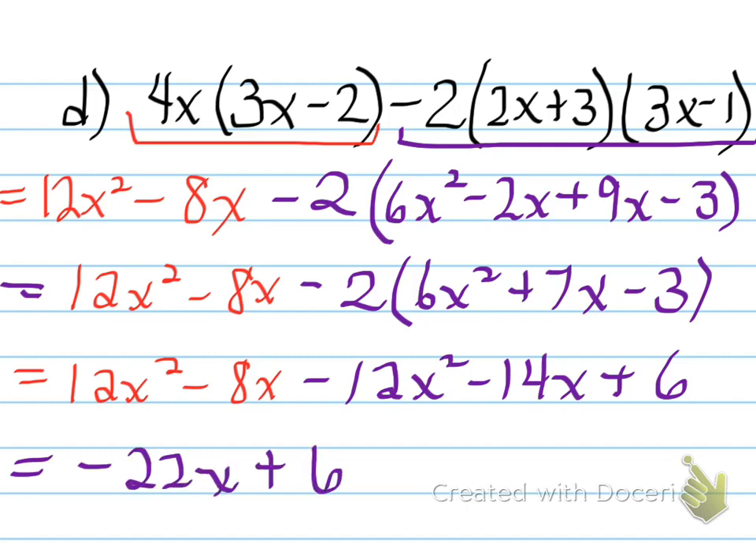And then we finally collect all the like terms, and we have 12x squared minus 12x squared. That's 0x squared. 0. That means gone. Do not put in x squared at all because it's gone. Minus 8x minus 14x is minus 22x, and then the plus 6. So that's it, folks. That's the answer to that complicated question that looks so hard.